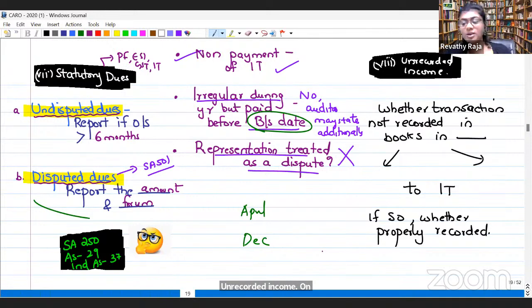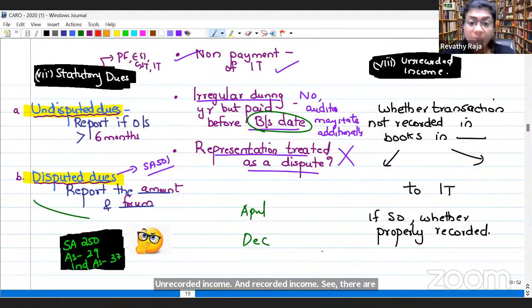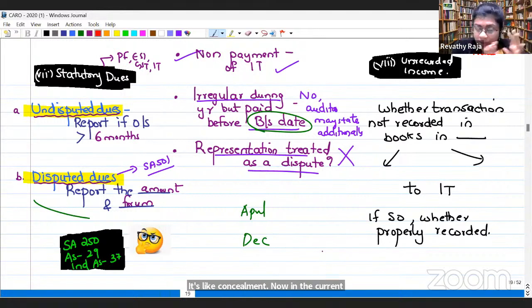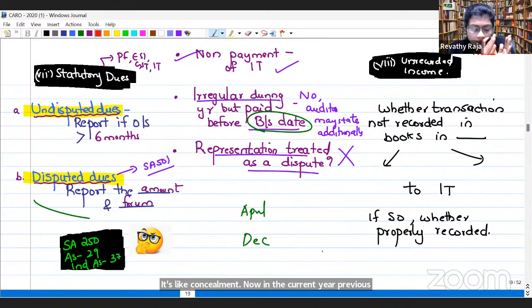See, there are many instances where fraud, actually this is one of the examples of fraud. There are cases where income is unrecorded, meaning they have earned the income but in the books they won't show it. It's like concealment. Now in the previous year they did not record it, they have concealed.